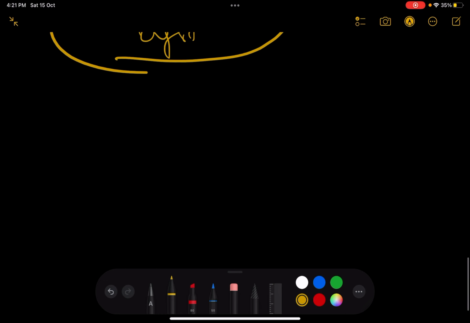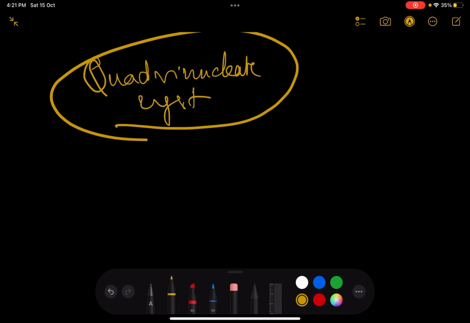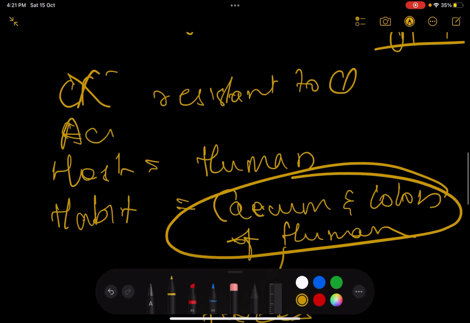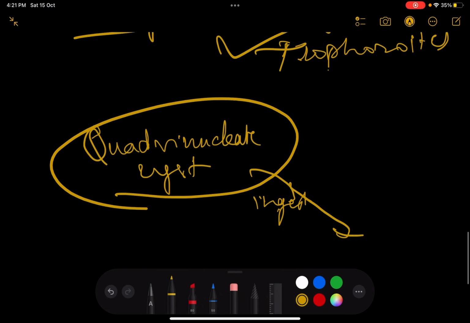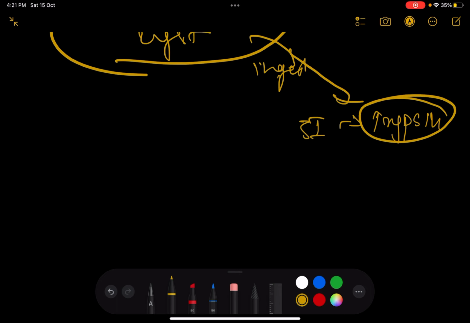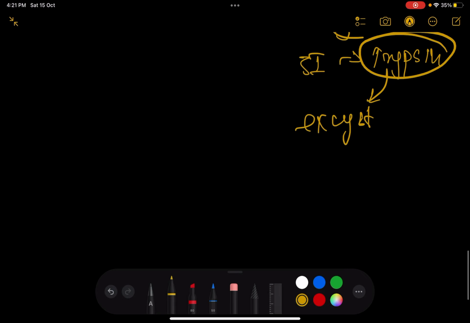The quadrinucleate cyst is the cyst that we ingest. When you ingest this quadrinucleate cyst, it bypasses the gastric acid because it is resistant. So along with chlorine resistant, you should write acid resistant as well. They bypass the gastric acid and reach the small intestine. When they reach the small intestine, there is this particular enzyme called trypsin, which causes excystation, and they form something called a metacystic trophozoite.